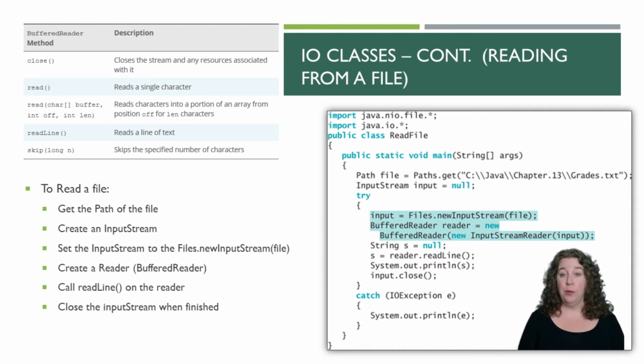So we're going to use our buffered reader. In this case, we're going to create a string. It's not going to be anything. And we're going to set our string equal to our reader read line. And it'll get the next line from that reader. We're going to system out, so we're going to print to the console whatever we just got in. And then we're going to close our input stream. So you see how we have input close there.